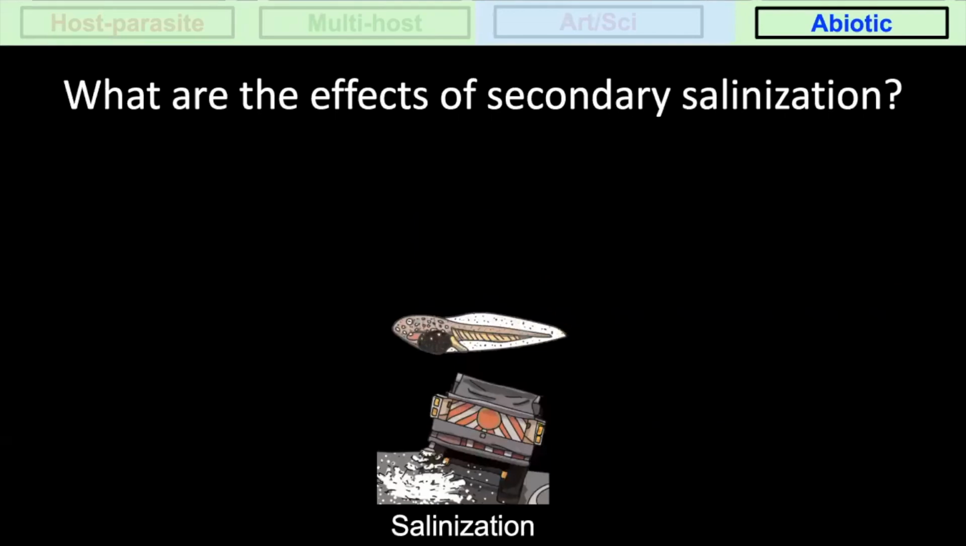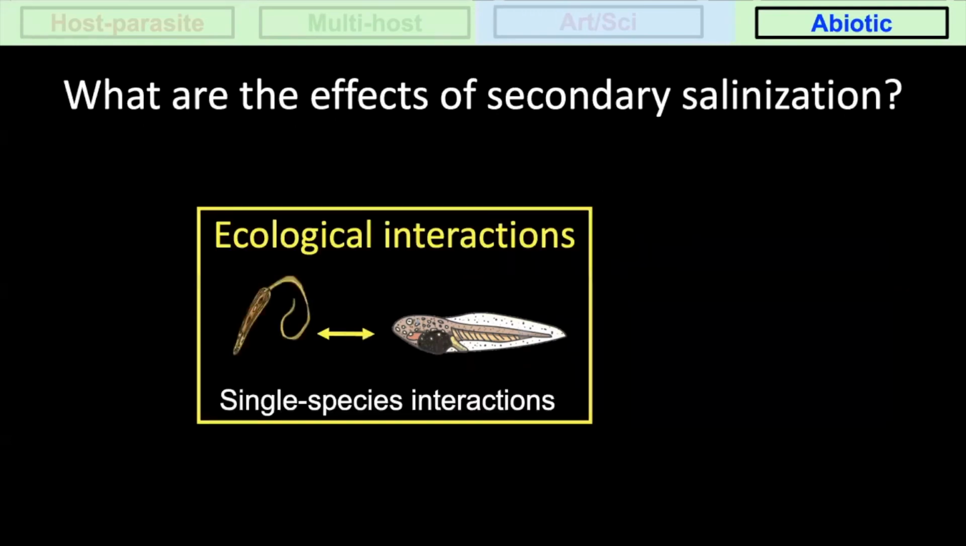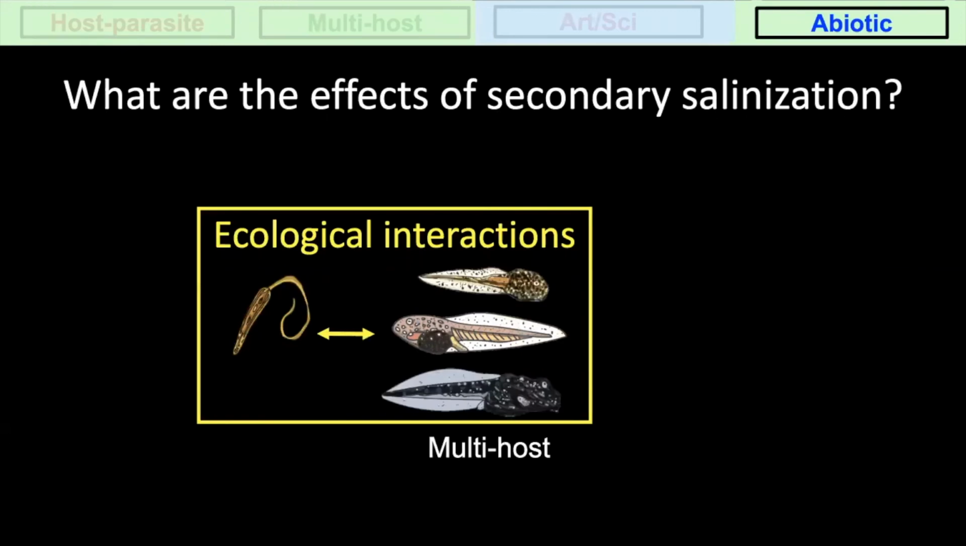So with that, I'll transition to the final part of this talk. So far, I've presented some work on secondary salinization on simple host-parasite interactions. We talked about how salt can modify the effect of host-parasite interactions in multi-host communities. And then I highlighted how we're going to use art to help communicate science to enhance community science initiatives.